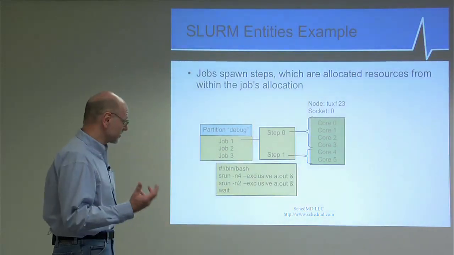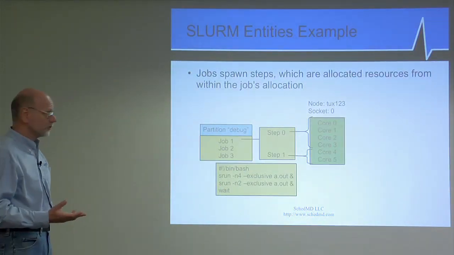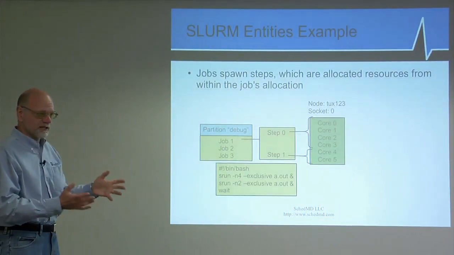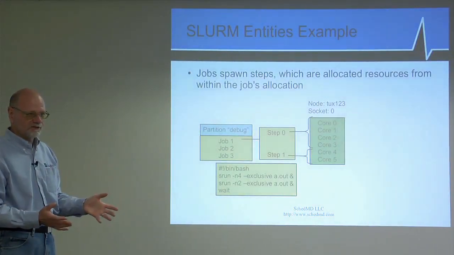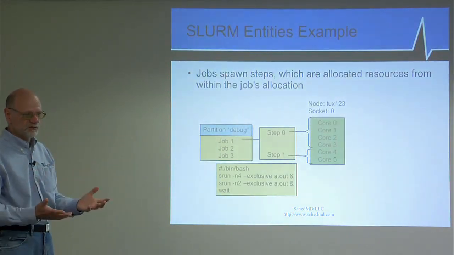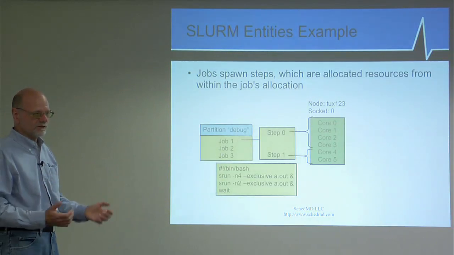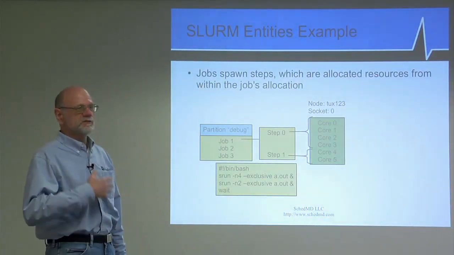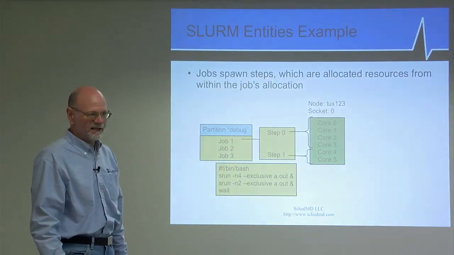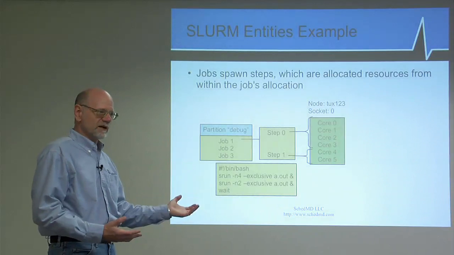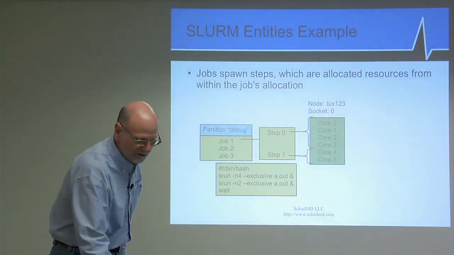And if you're using Linux C groups, these cores are in those C groups. The memory allocated to the job is in those C groups. If you're allocating GPUs, those GPUs that have been allocated to the job are in those C groups as well. So if somebody tries to use more memory than they've been allocated, for example, they will have the malloc failure, but it won't affect any other jobs on that same node.